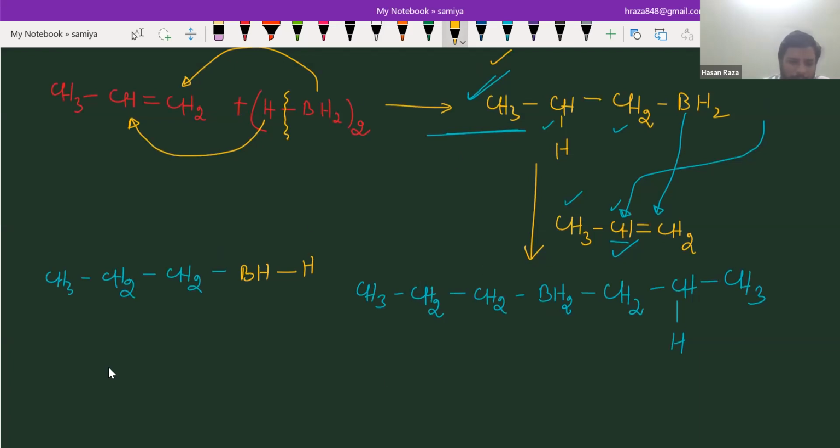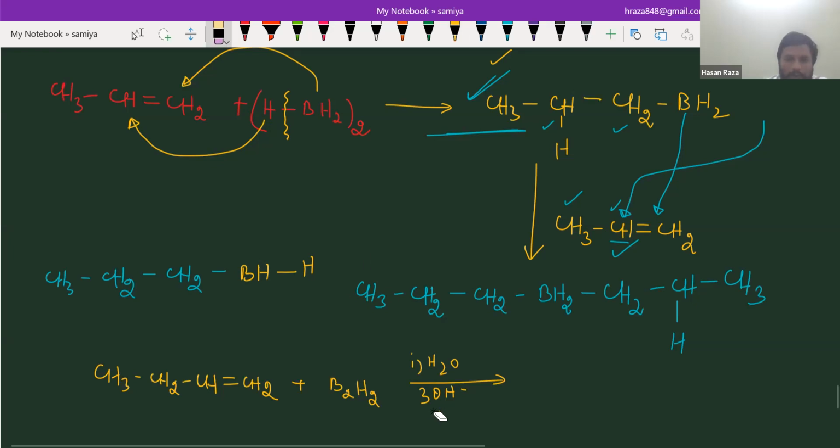If you have CH3, CH double bond CH2, and you are going to react this with B2H6 in the presence of H2O, then 3 H2O2 in the presence of base, OH minus.